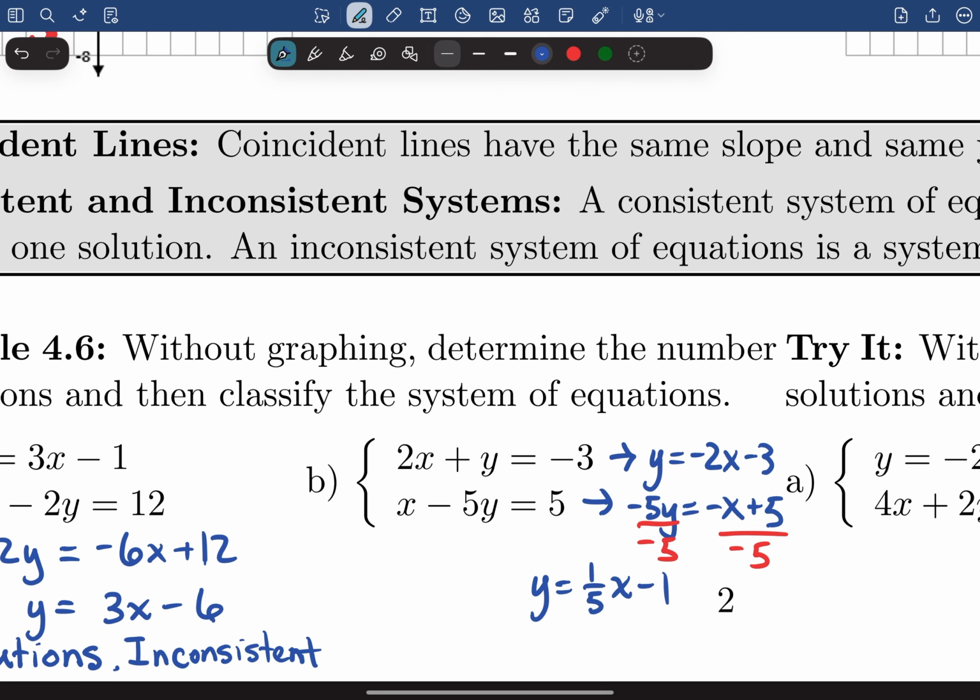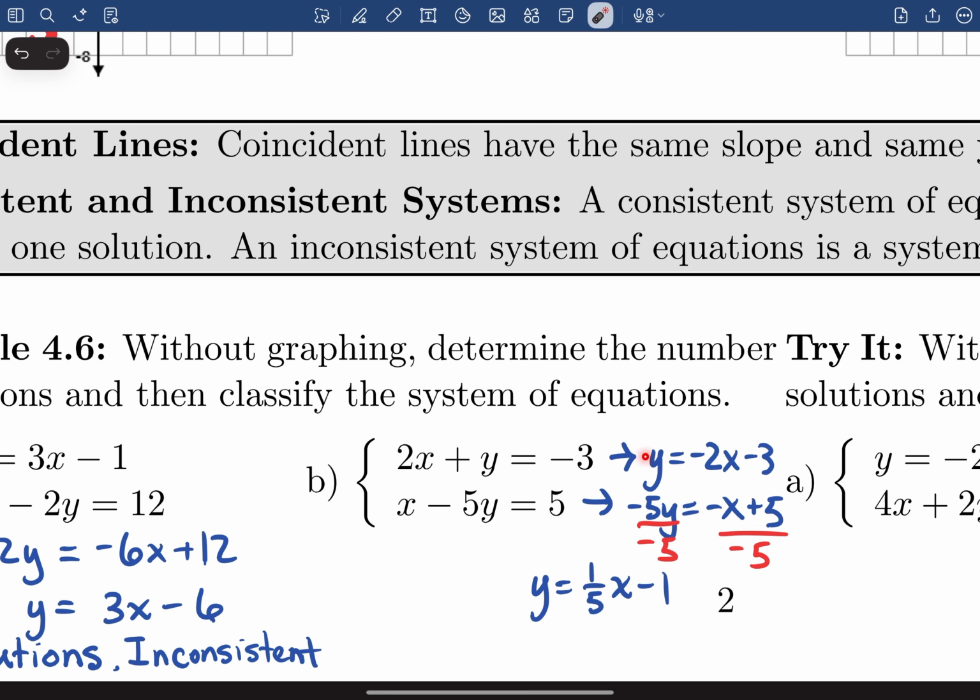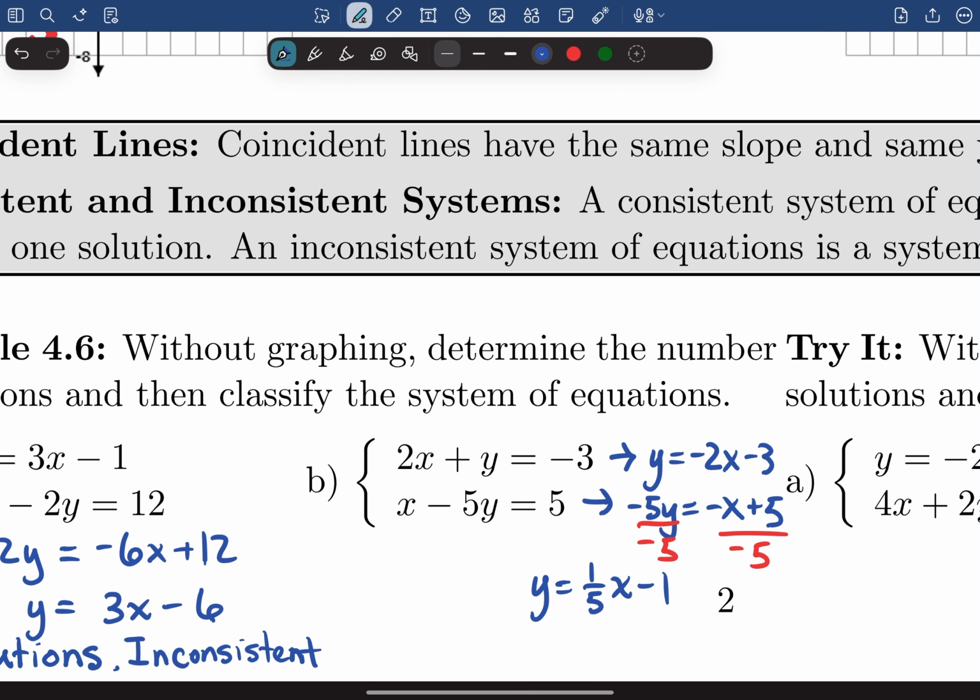Well, looking at these two equations, this first one in slope-intercept form and the second one in slope-intercept form, they do not have the same slope and they're not negative reciprocal slopes. Okay, so they have different slopes and different y-intercepts. Therefore, there will be one solution because they will cross each other. So I'll say there's one solution. It'll be an ordered pair. And this system is consistent because there's a solution.